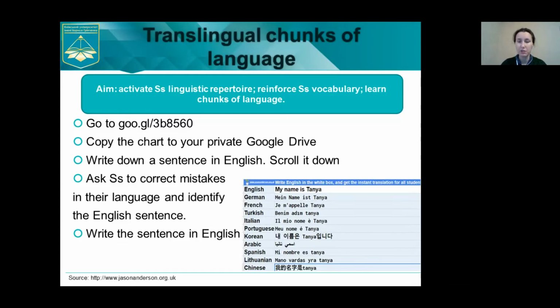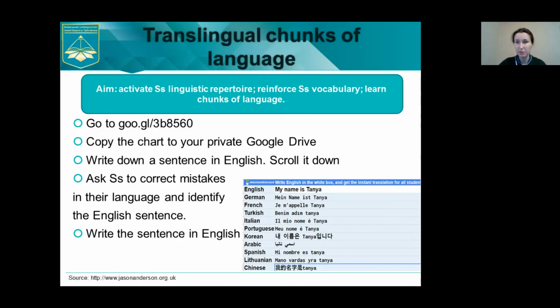After that, students see the translation of this sentence in their languages. We can see here a list of languages, but it can be changed. In this Excel chart, there are language codes, and you can change them into the languages represented in your classroom. So let's say it's German, French, Turkish, Italian, Portuguese, Korean, Arabic, Spanish, Lithuanian, and Chinese. By reading these sentences in these languages, they try to restore how this sentence was in English.